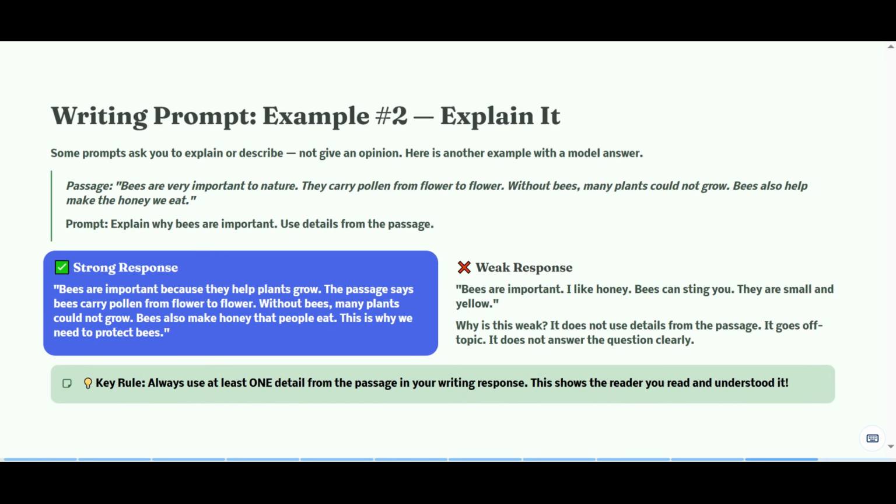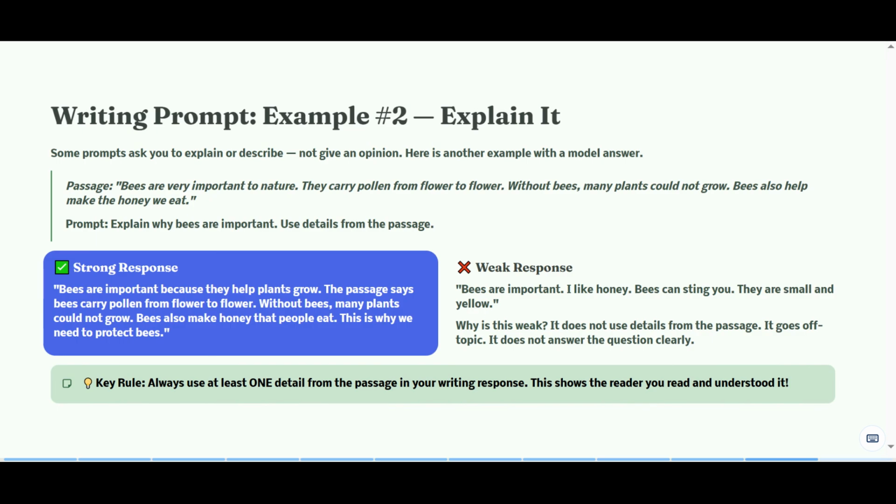Writing prompt example number 2. Explain it. Some prompts ask you to explain or describe, not give an opinion. Here is another example with a model answer. Passage: Bees are very important to nature. They carry pollen from flower to flower. Without bees, many plants could not grow. Bees also help make the honey we eat. Here's the prompt: Explain why bees are important. Use details from the passage.